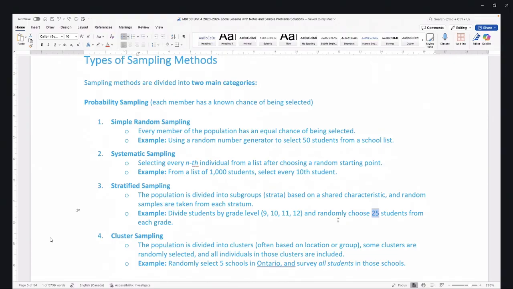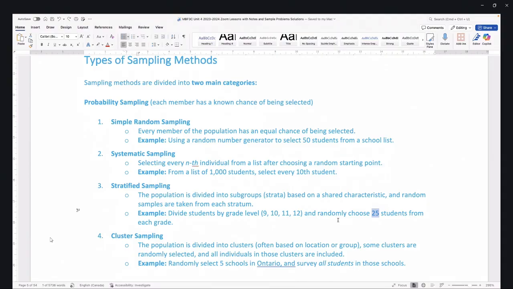Or you could stratify by courses, math, English, chemistry, and so on. You could do it male, female. So there's a number of ways you could do it, but then you have to make sure you do the math and get the percentages right. And then you select that percentage of those individuals from the total number that you are going to be sampling.